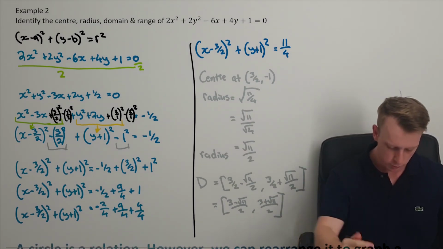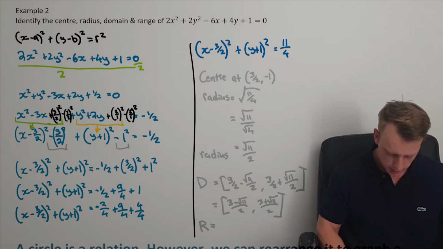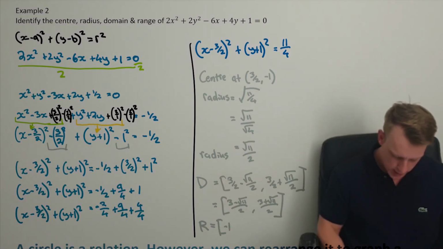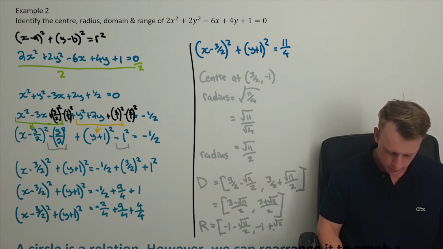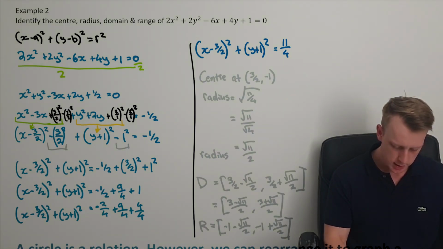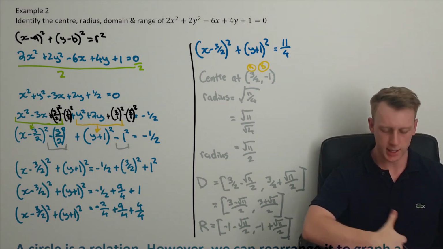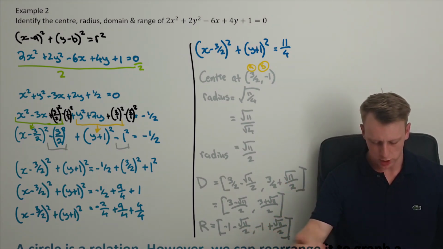We can do a similar thing for range, squeeze it in here. Okay, we know that we're going to have negative 1 minus root 11 on 2, and then negative 1 plus root 11 on 2. Okay, because we're using this center point here, (a, b). A is input, b is output. And so that's input domain, output range, and that's how it affects it.